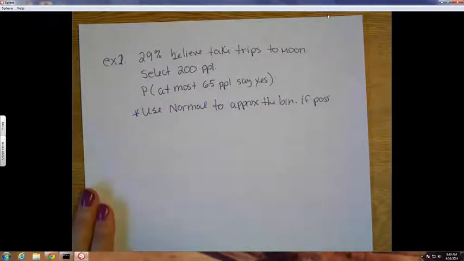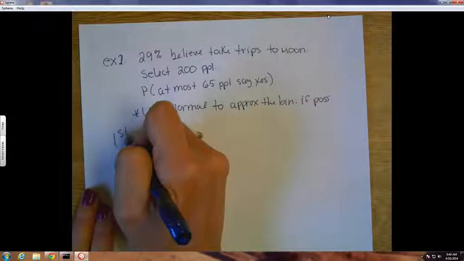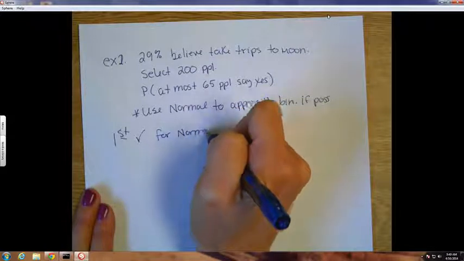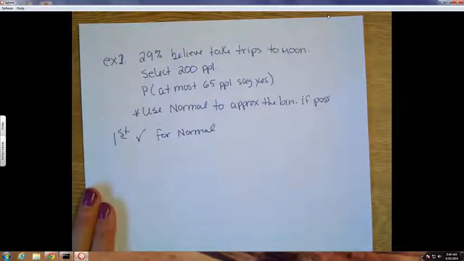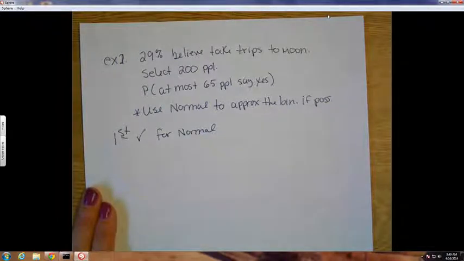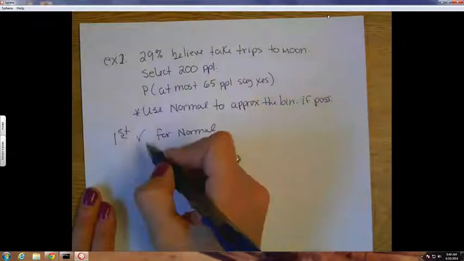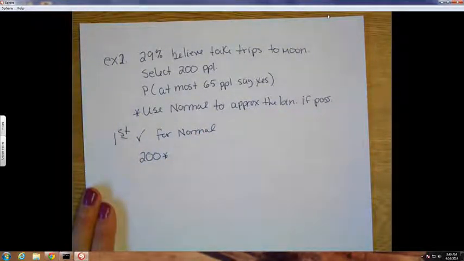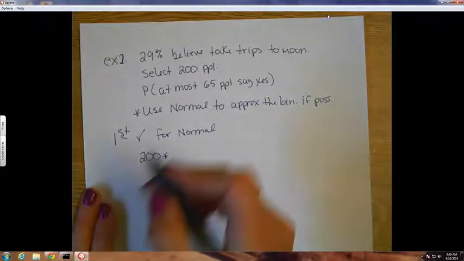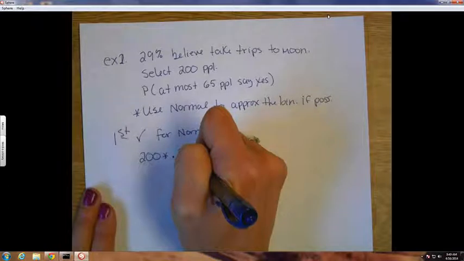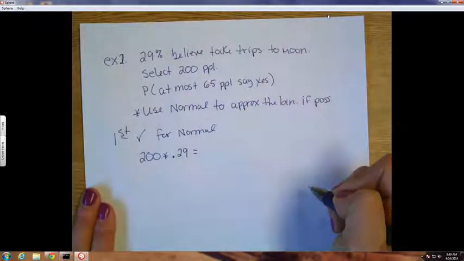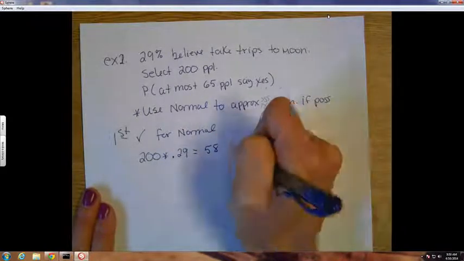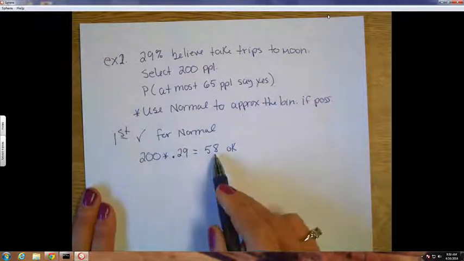So, let's go with our first step. Check for normal. What is my n in this problem? N is the number of trials. I'm talking to 200 people, so it's 200. And the p-value, what's the probability of success? 0.29. That equals 58. Is that big enough then? That's okay. We want it to be greater than or equal to 5.